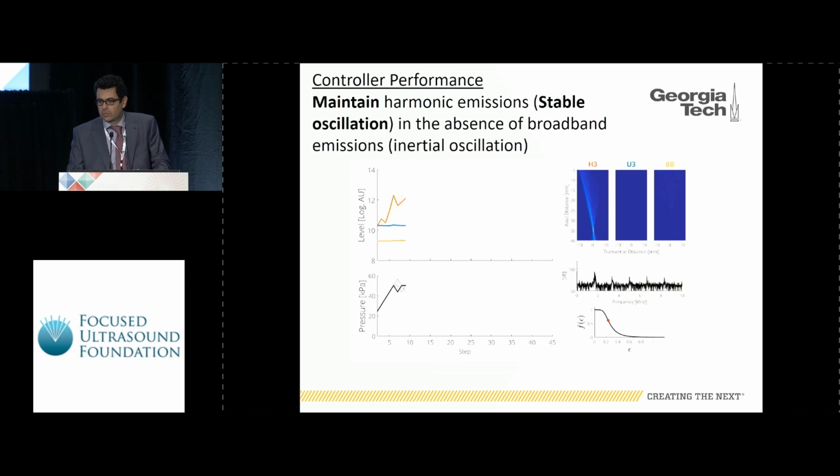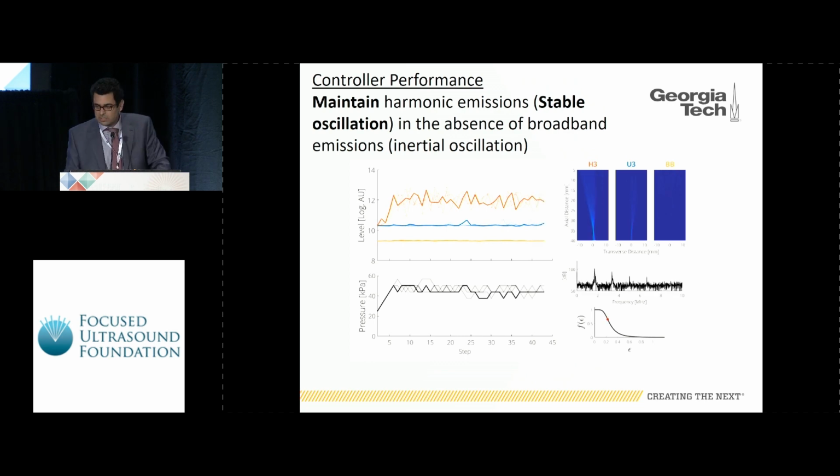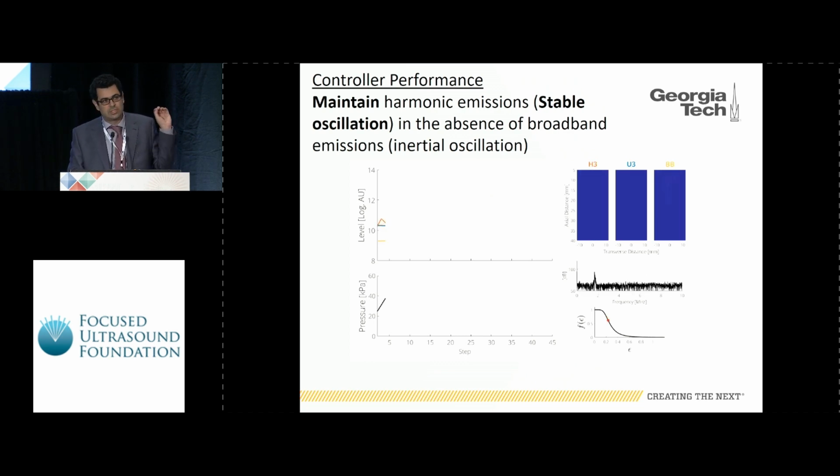So this is the control performance. The top left plot shows the harmonic emissions level, and the bottom left plot shows the output of the controller and the pressure as a function of time. One step is equal to 1 second. And as you can see on the right-hand side where you see the passive acoustic maps, the controller can achieve robust harmonic emissions, and at the same time, a complete absence of broadband emissions and therefore inertial cavitation. This is what we tried to test, the control under these conditions.